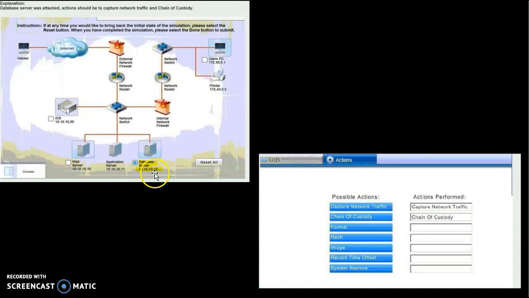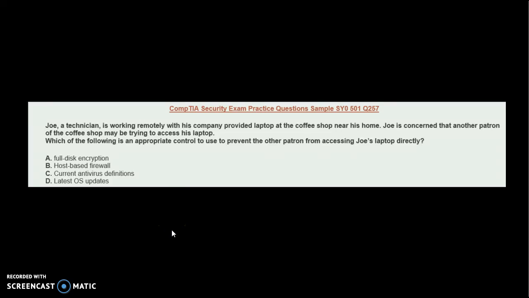Alright, and right here it says the database server is one that was compromised in this. And the possible action that could come from the server getting compromised is you got to capture the network traffic, kind of see what's going on there, and make sure there's a chain of custody involved.